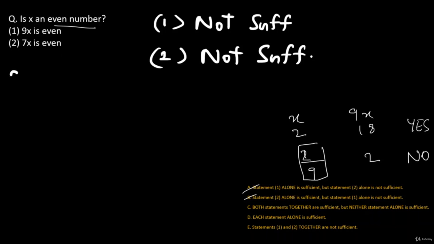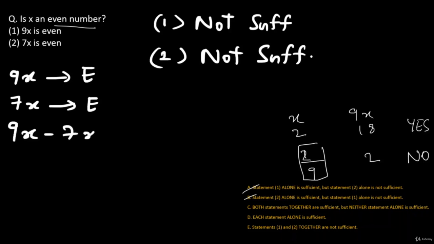Now we know that 9x is even and we know 7x is even. Now even minus even has to be even. Therefore 9x minus 7x, which is equal to 2x, has to be even.